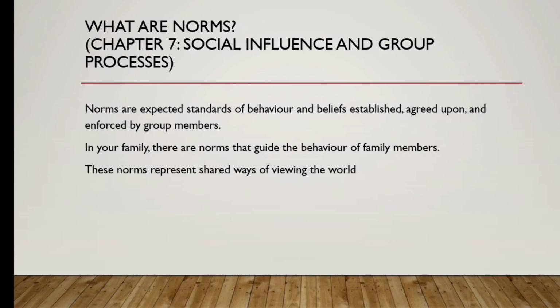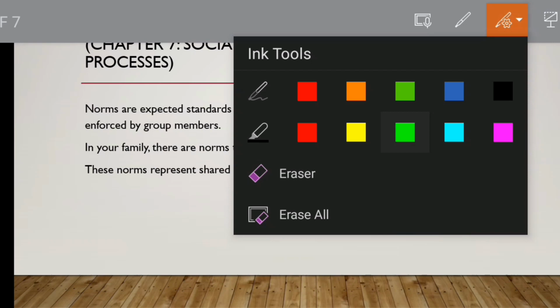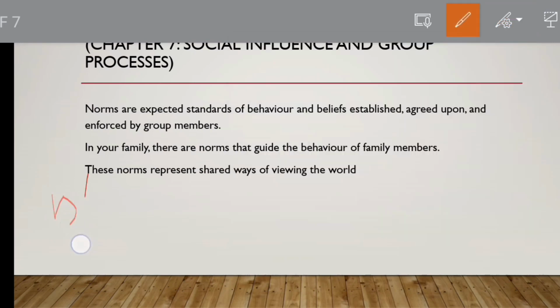Now what are norms? This is very important when we're talking about chapter 7, that is social influence and group process. Group process and norms are very important. What are norms? Now this is a 2 marks question, and how will you define it: first the intro, then the body, and then the conclusion.